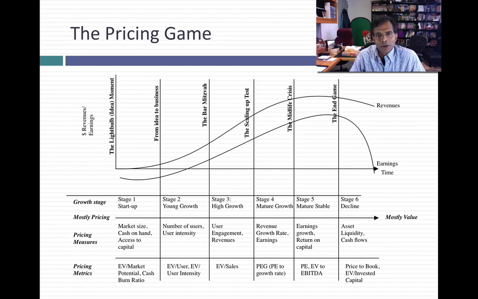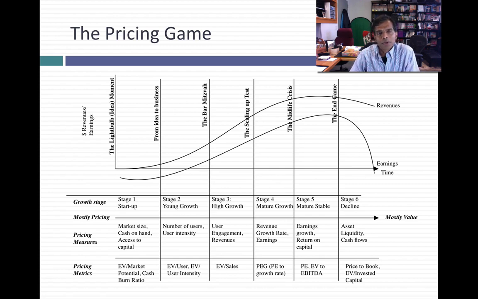If it's a startup with no revenues, you can't divide price by earnings or price by book value or price by any of the variables you get used to using with public companies. So early in the process, you're dividing price by potential market. As the company starts to show some business, you start dividing price by other metrics.